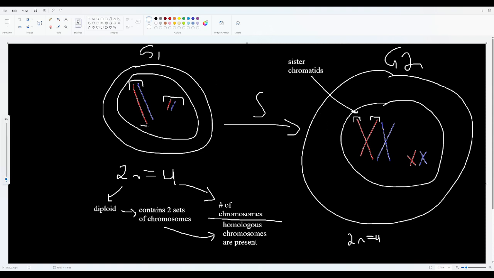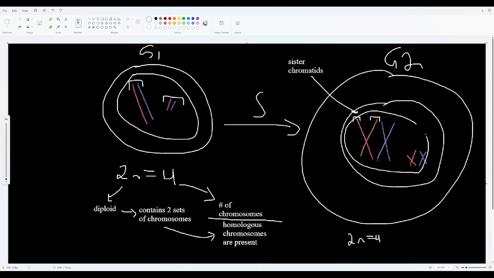We do not have sister chromatids here because the DNA has not been duplicated. Here after S phase, we do have sister chromatids, right? So the thing about sister chromatids is that when they're sisters, they are exactly the same, right? So it's not like with the homologous chromosomes where they're a little bit different, but kind of the same. No, sister chromatids are exactly the same.